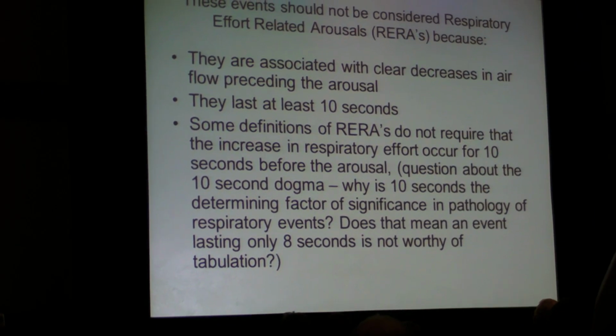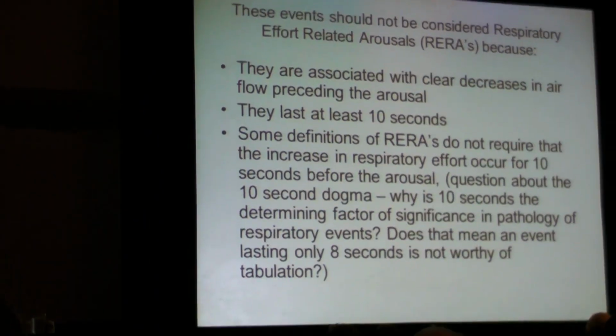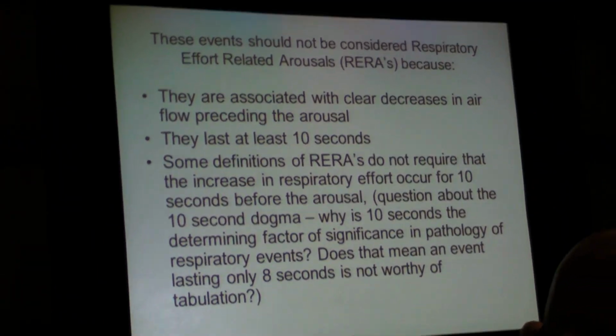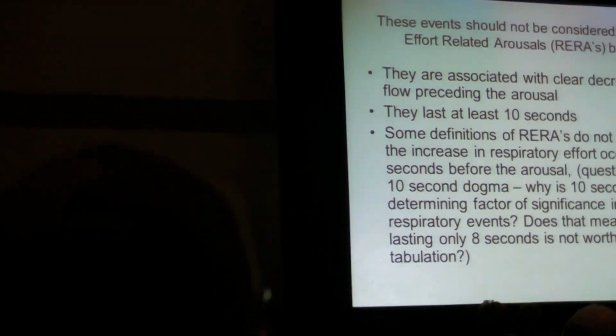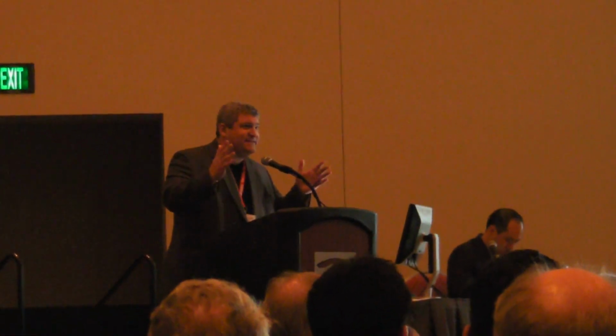Why? Because there's an appreciable decrease in airflow, and they last at least 10 seconds. And when you look at RARAs, there's a lot of vagueness there of how you calculate a RARA. But if you're going to see a decrease in airflow, it may be an event that's less than 10 seconds. I mean, what's the dogma about 10 seconds? Why does something have to be 10 seconds to be significant? That's like saying, if your event's only 8 seconds and it causes disruption of sleep, then it's not significant clinically. I mean, that's a little bit absurd.